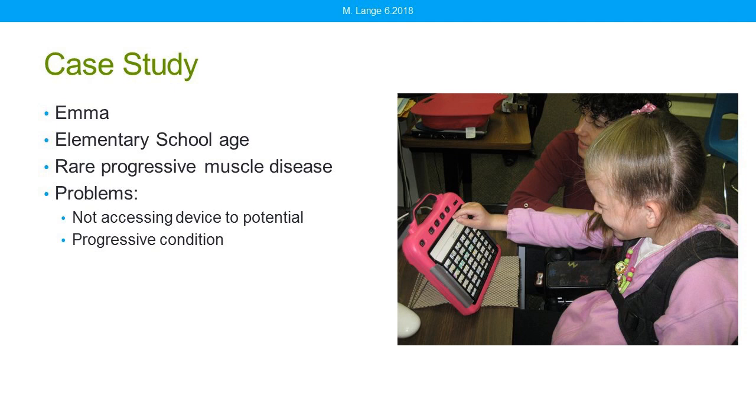All right, let's go to our second case study, and that is Miss Emma. Emma, at the time of this case study, was in elementary school. She has a rather rare progressive muscle disease that presents quite a bit like ALS, except that she's quite young. She was not accessing her device to her full potential, and we knew we were dealing with a progressive condition. So we needed to address her current access, but also try our best to find a means of her accessing both her power wheelchair and her communication device that would last as long as possible.